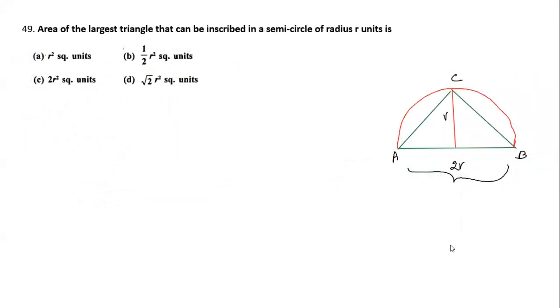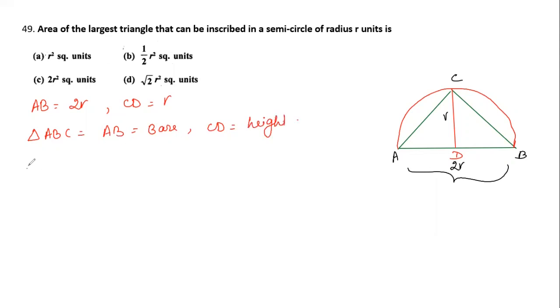Next question, question 49. Area of the largest triangle that can be inscribed in a semicircle of radius r. Find out the area. Here ABC is a triangle, let the center be D. AB is equal to the diameter, that means 2r, and CD is equal to the radius of the circle, that means r. In the triangle ABC, AB is the base and CD is the height.